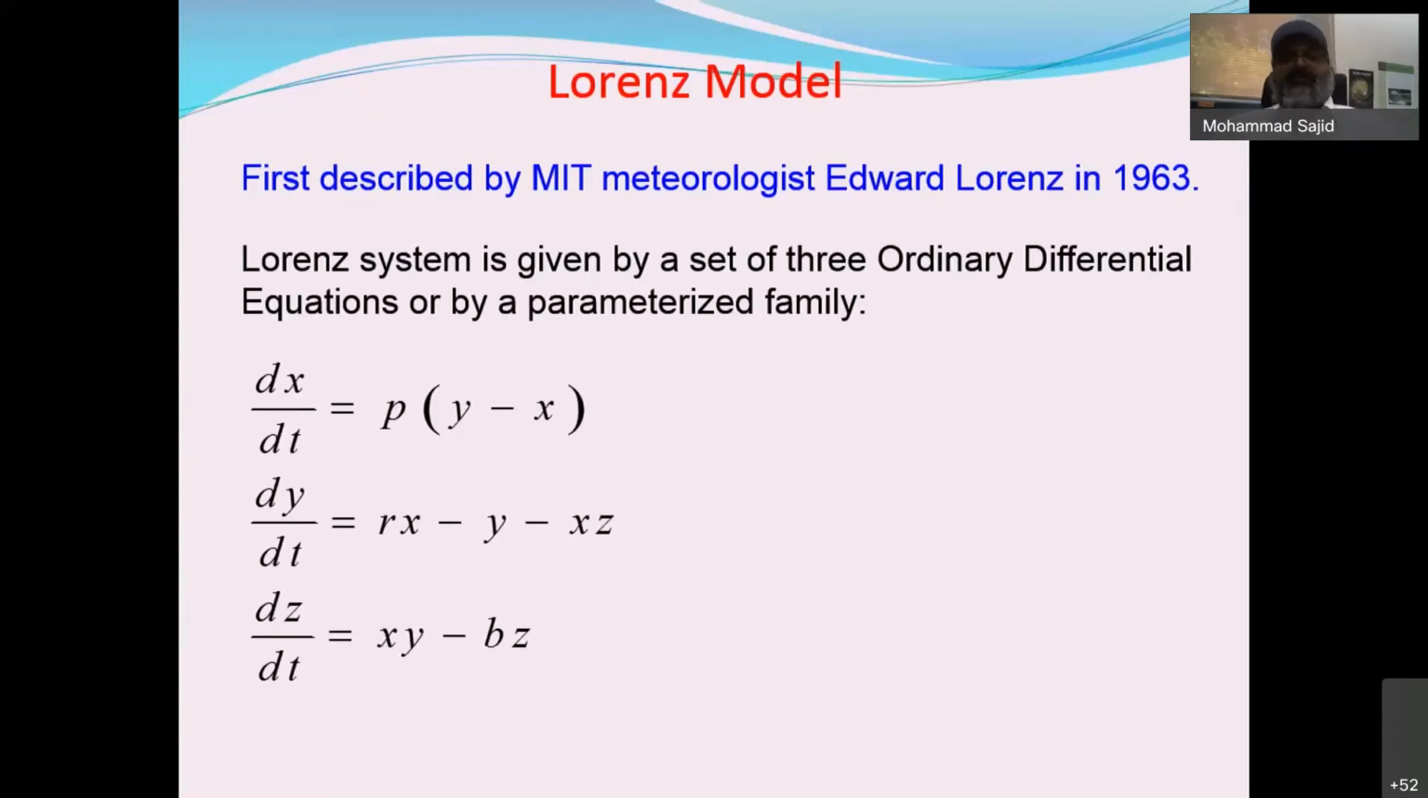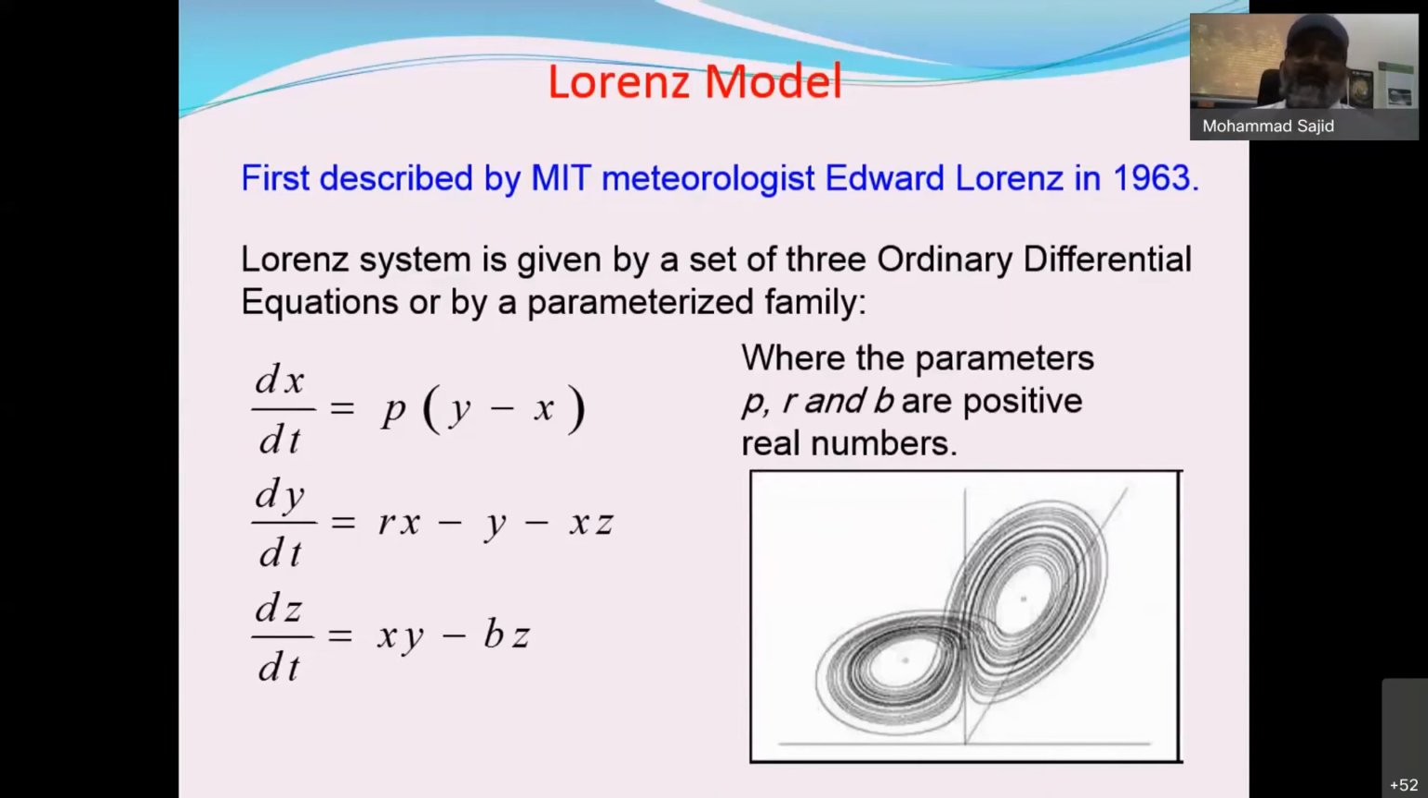Okay, so they have chosen some parameter values where parameters P, R, B are positive real numbers. I forgot to write the exact numbers here. So after choosing some positive real numbers P, R, B, we get a structure like this.